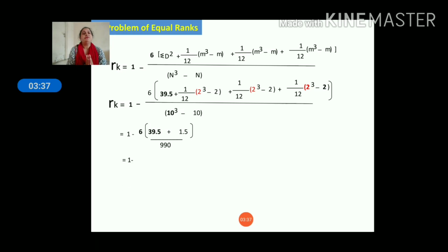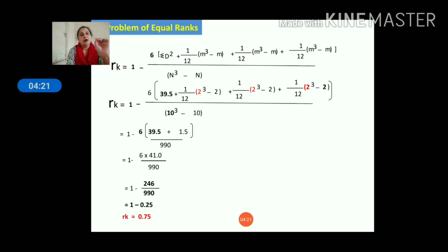Now this 39.5 we will add to 1.5, and we get a total of 41. So 41 will be multiplied with 6, and it is 6 into 41 upon 990. Now let us see the final value. It is 246 upon 990. After solving this we will get 0.25. Either you can take the LCM or directly solve 246 with 990. The final value we will get is 0.25, and the answer will be 0.75.